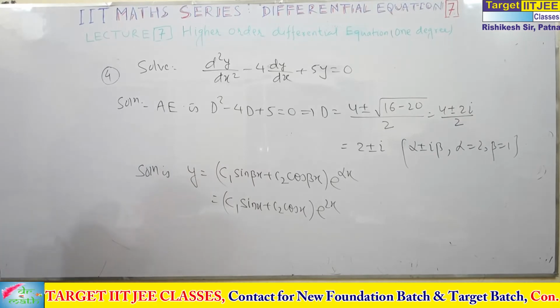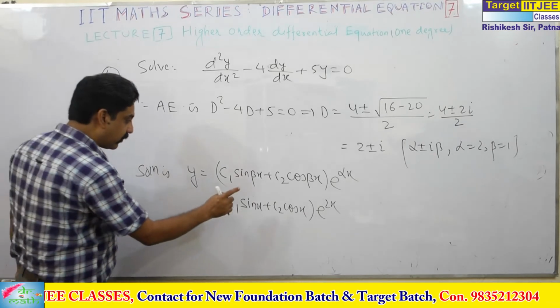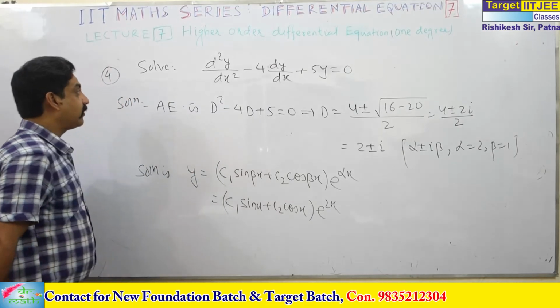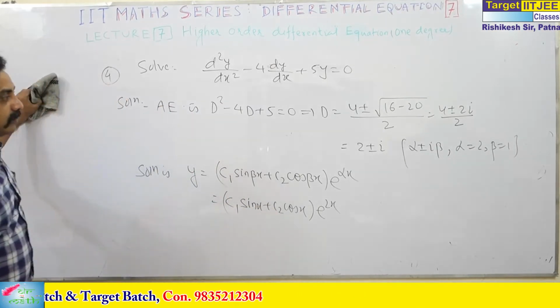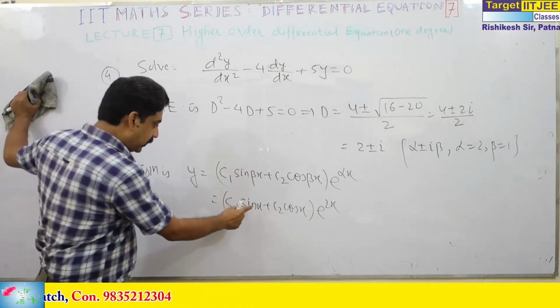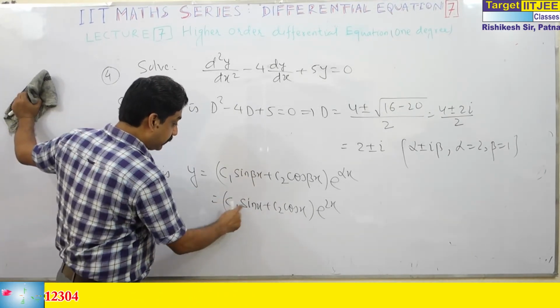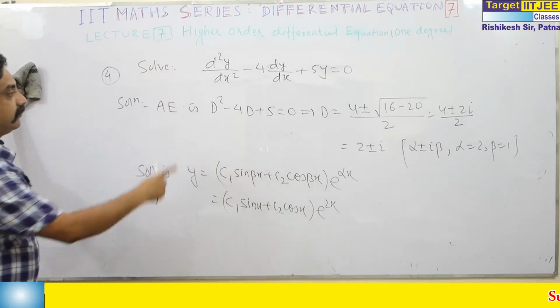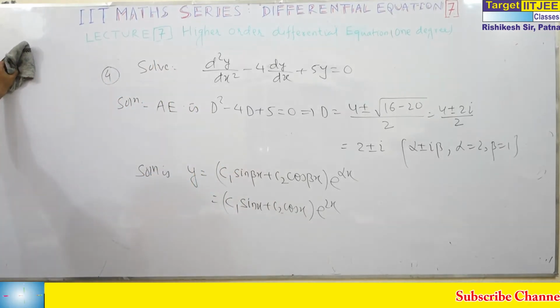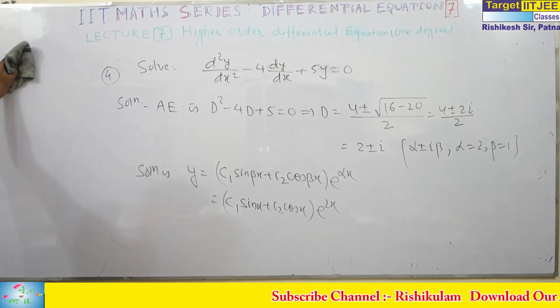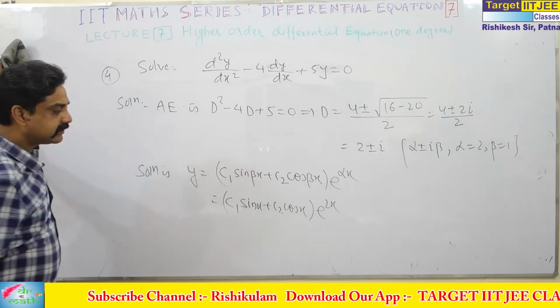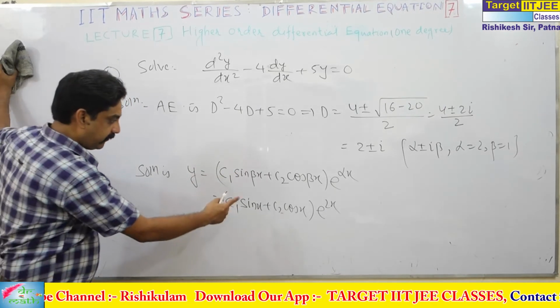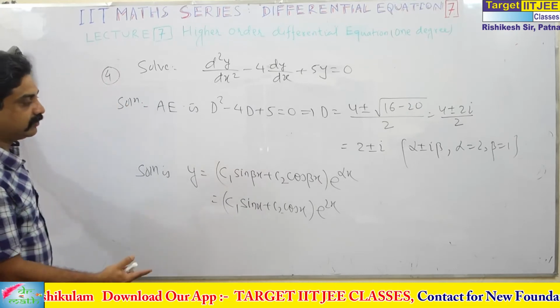Again, you can make an experiment. If you try to eliminate C1 and C2 from this, you will get a differential equation. If you want to do it, you can do it. It's easy. Differentiate, again differentiate, and you will get it.